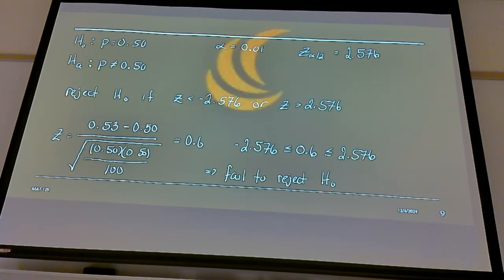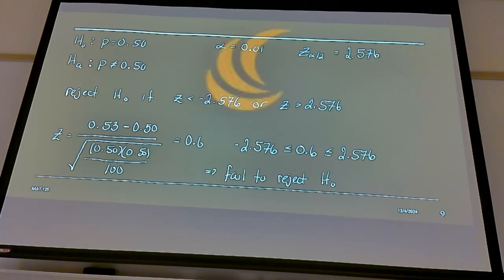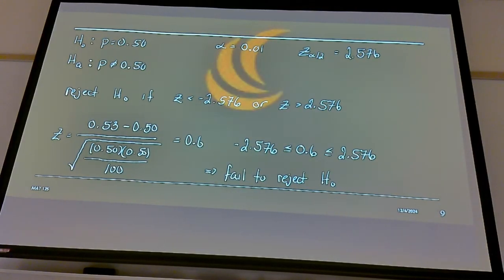So what's the area to the left of negative 0.6? We have to see in table C. This is B. We're standard normal. So if you get 0.7257 or 0.2743. I want left of negative 0.6.